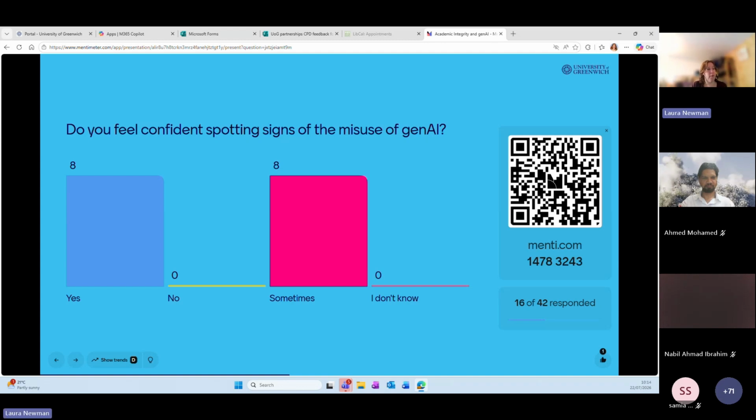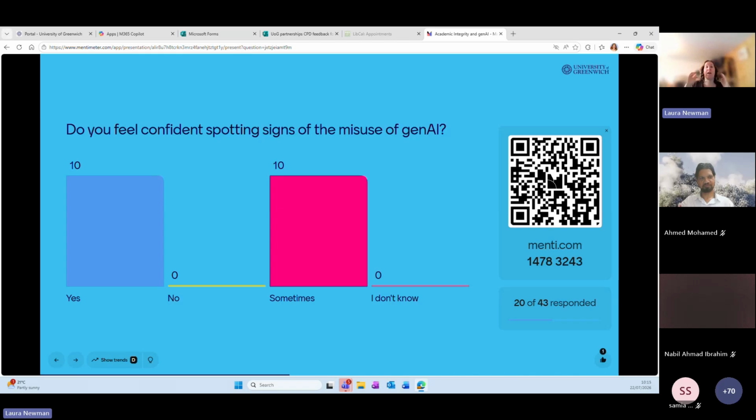Okay, so we're about 50-50 at the minute. Some people do feel confident with that, and some people feel that they're confident with that sometimes, but not all of the time. Okay, great. We've moved into more people on the sometimes vote there. Yeah, I would probably agree with that, to be honest. Some of the time I feel like I can absolutely spot when students have used Gen AI, and a lot of the time it's very obvious to us, right? But sometimes it's not entirely obvious.